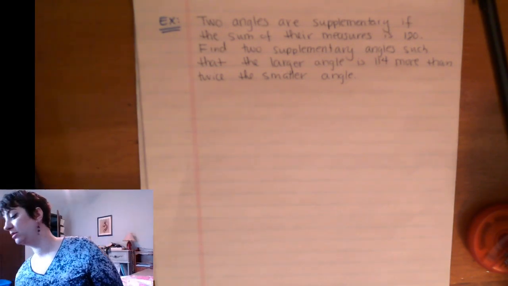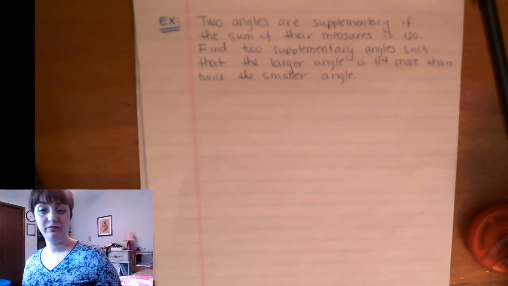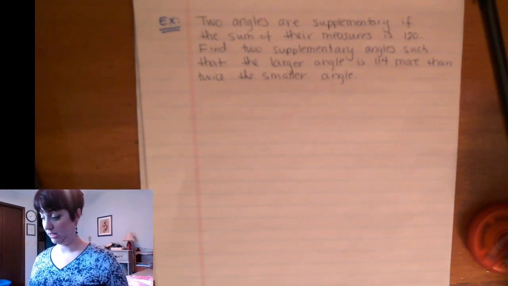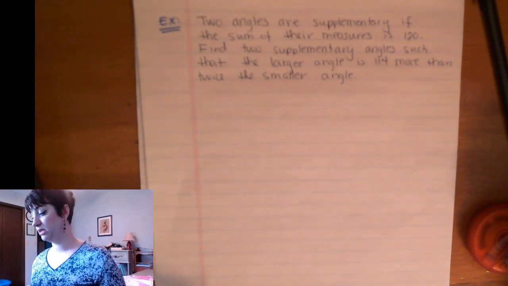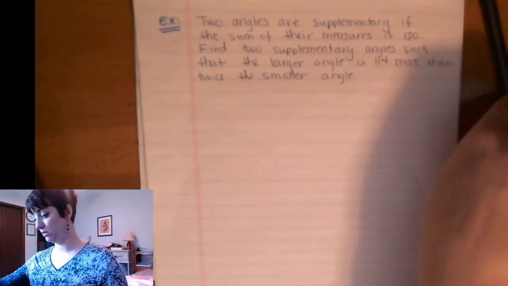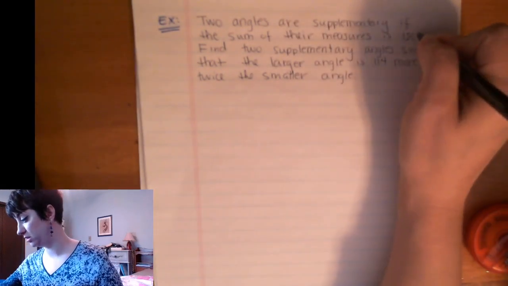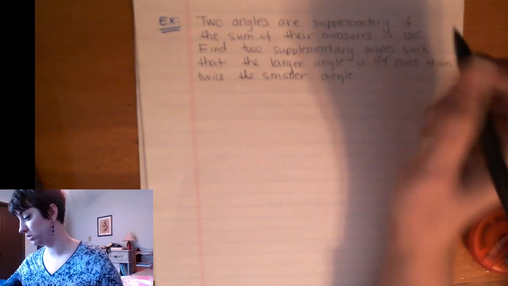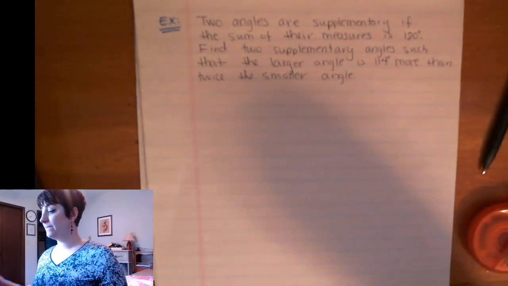So here's the setup. Two angles are supplementary if the sum of their measures is 180. Find two supplementary angles such that the larger angle is 114 degrees more than twice the smaller angle. This should really say 180 degrees and 114 degrees. Okay.